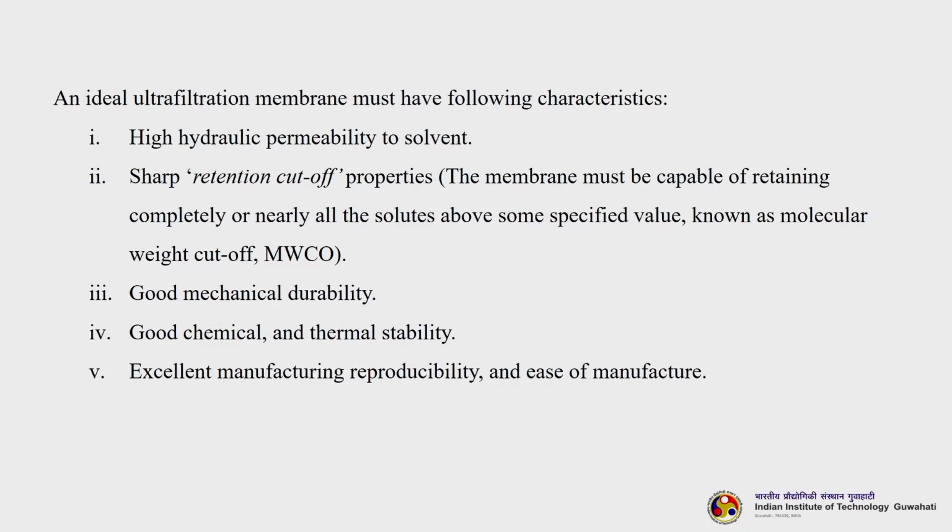Then an ideal ultrafiltration membrane must have the following characteristics. So, what are those? So, they should have a high hydraulic permeability to solvent, right. That means most of the solvent should pass through. Sharp retention cutoff. So, the membrane must be capable of retaining completely or nearly all solutes above some specified value, which is known as the molecular weight cutoff. Subsequently, we will discuss this molecular weight cutoff at the fag end of our lecture today. Then the membrane should have good mechanical durability, good chemical and thermal stability, and excellent manufacturing reproducibility and ease of manufacture, which is more important for the membrane manufacturers.